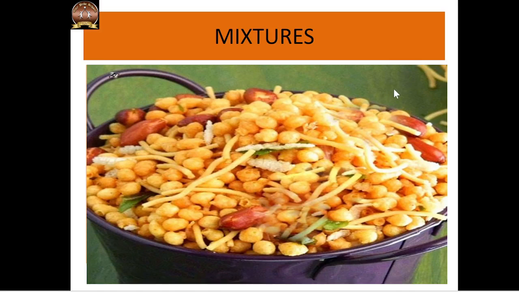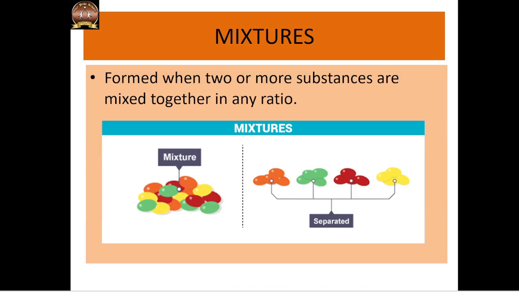And depending on the person who's preparing the farsan and for whom they're preparing it, they would add these different components in different proportions, right? That is, maybe if you like peanuts, you could add more peanuts, or if you like a particular type of bhel or the poha more in it, then you could add more or less of that. Then in the mixture, you can decide what the proportion is, that is, to what extent each component of the mixture is there in your mixture. So mixtures are formed when two or more substances are mixed together in any ratio.